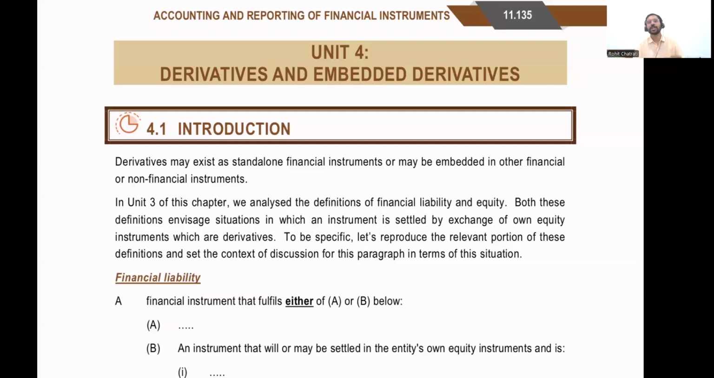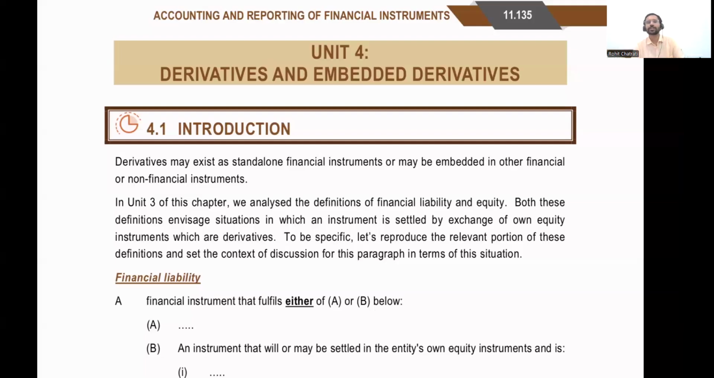Condition number two is there should be either no initial investment, or the initial investment should be very little. It should be low or little. All right. So condition two is there should be either no initial investment, or the initial investment which is there should be nil, or it should be very low.